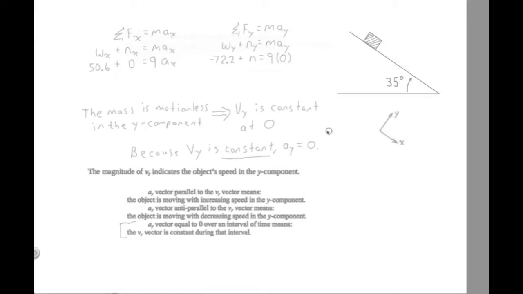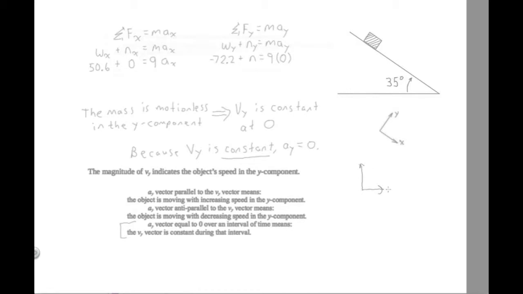By the way, this analysis helps us to see why these are good axes to pick. Notice that our analysis here depended on the axes. A sub y was 0 because we were motionless in our y component. But that's because we picked a y-axis that points in this direction, perpendicular to the inclined plane. So now you can see why these axes were good. These were good axes for us to pick for this inclined plane problem, because they allowed us to have one component where the object was motionless, and that allowed us to have one component where the acceleration was 0.